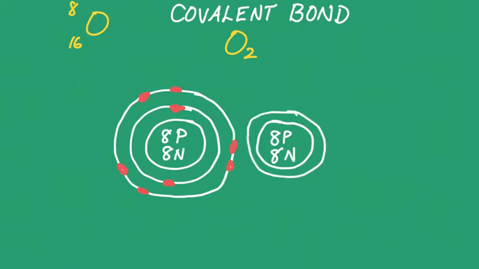So let's see that. You have 2 electrons on the inner shell and the 6 electrons in the outer shell. So what happens is that the electrons can be shared between the two atoms. This way we form 2 bonds. It's a double bond between the oxygen atoms. So oxygen is written as O double bond O.